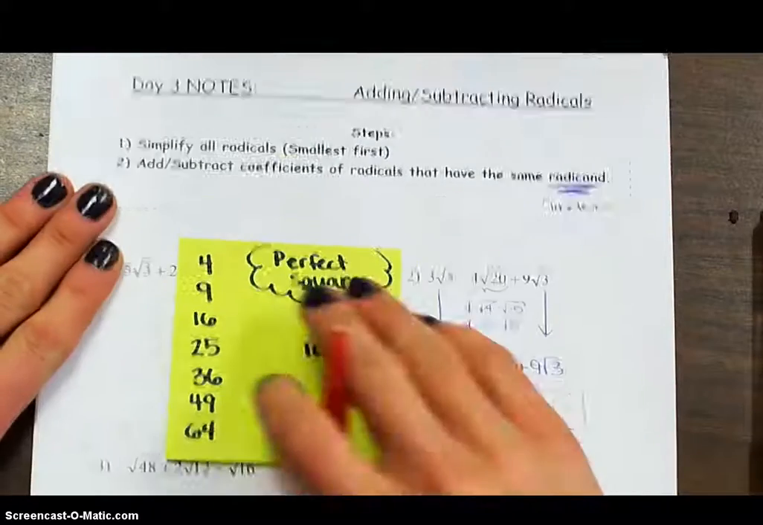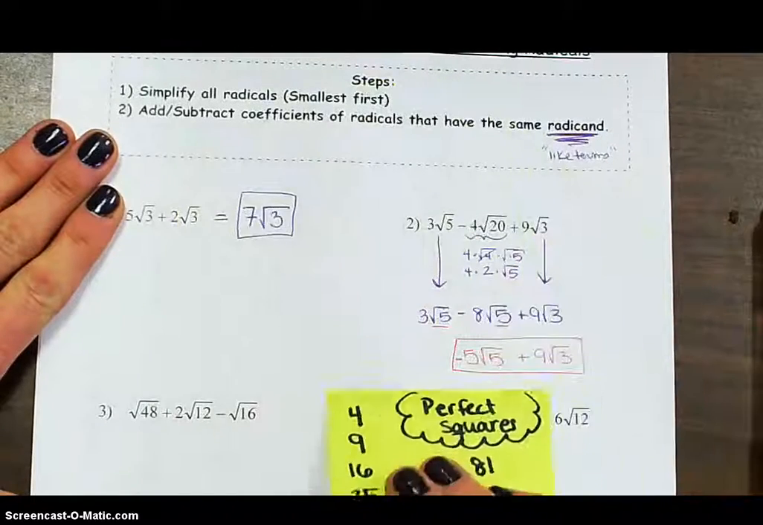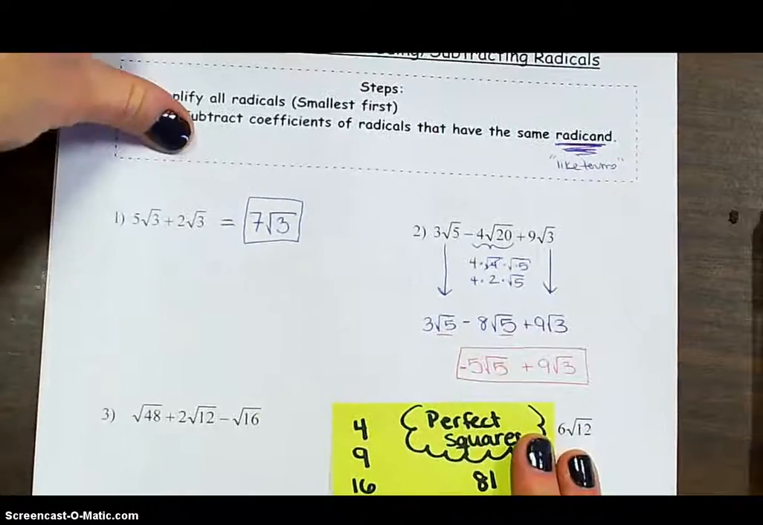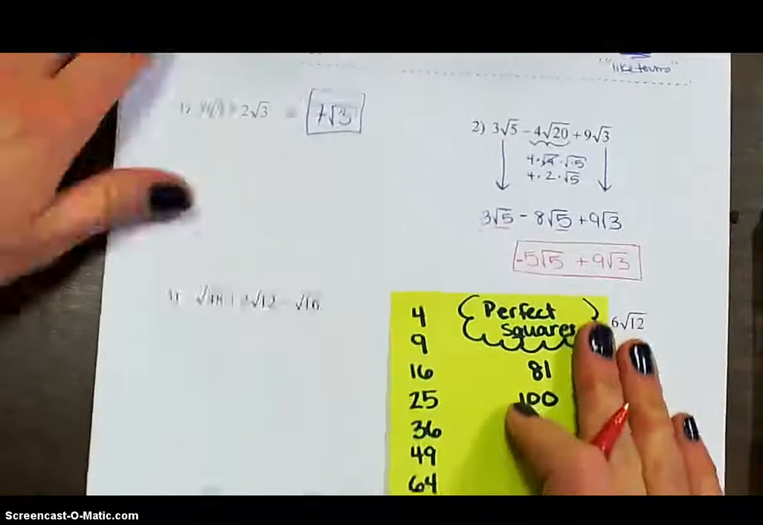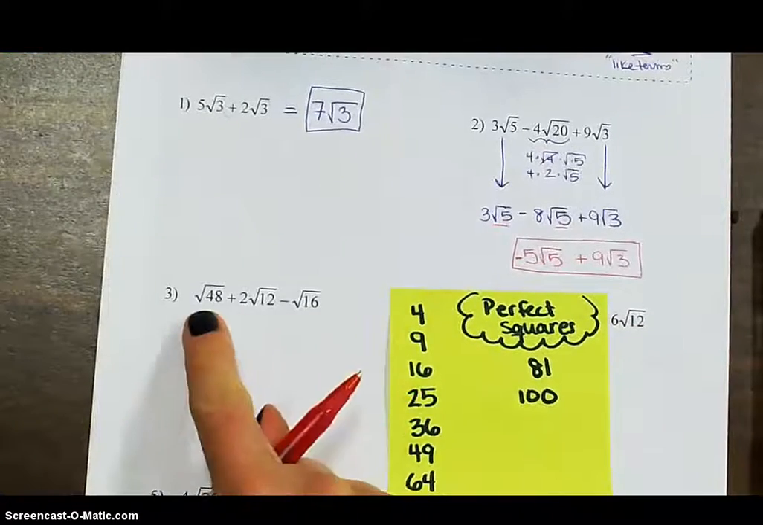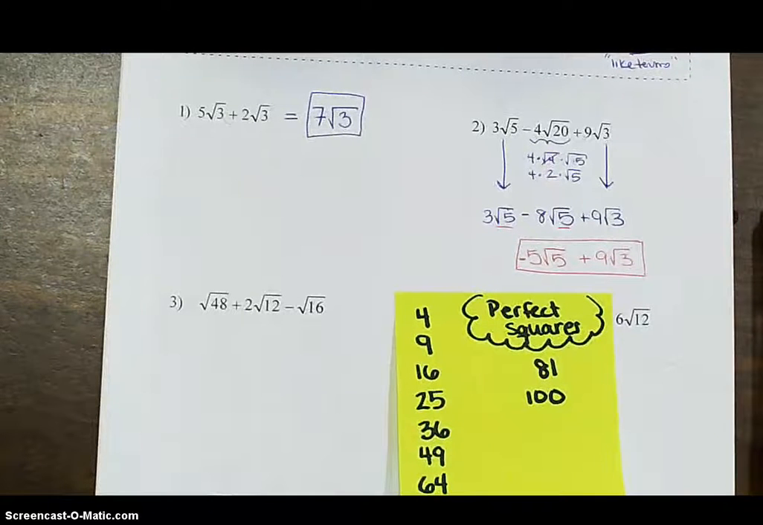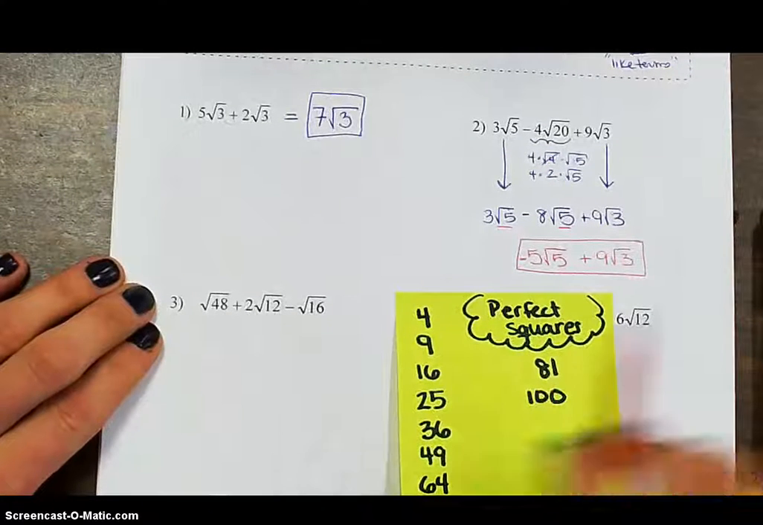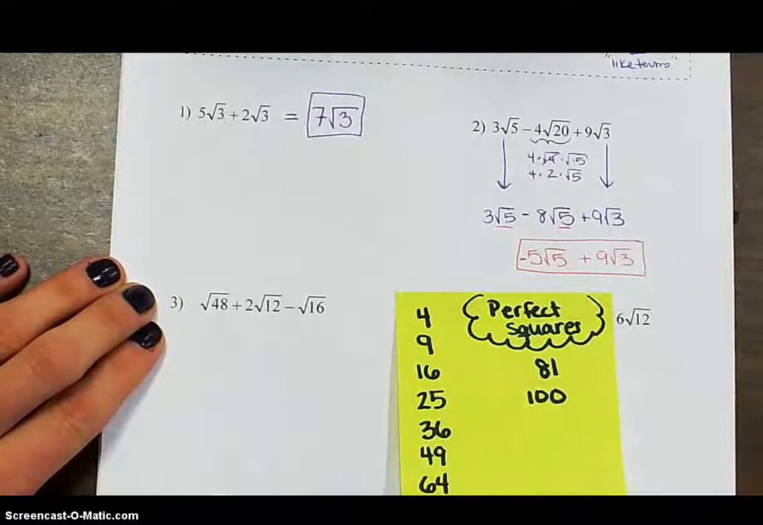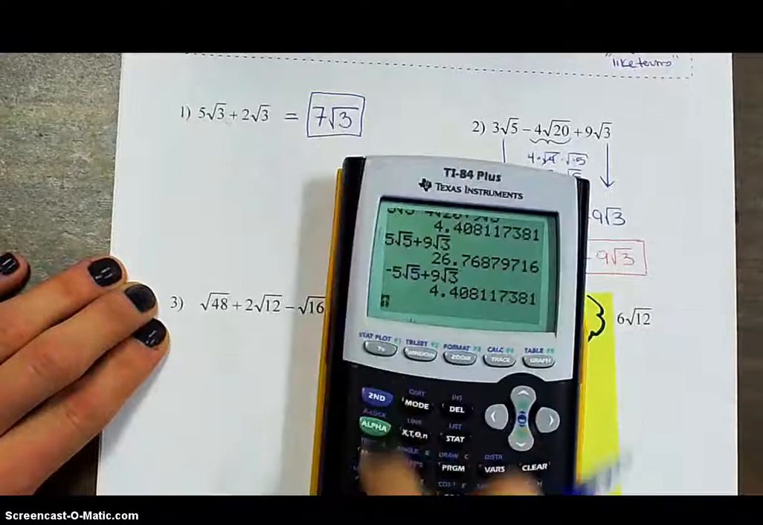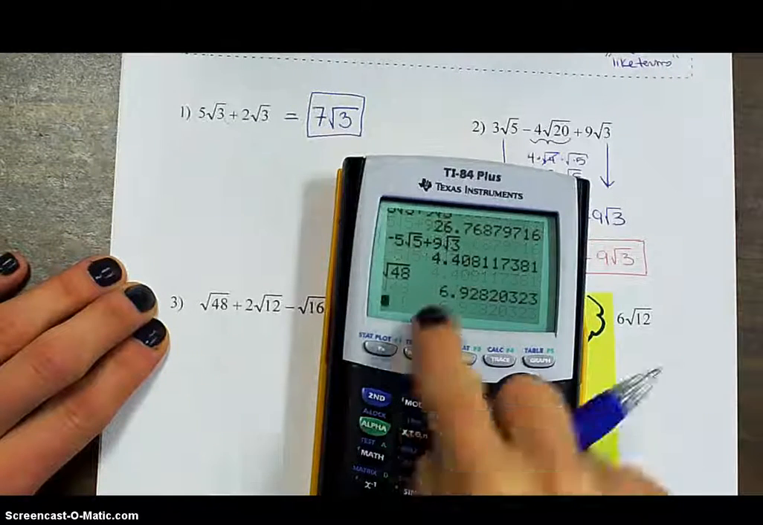All right, so let's go down now and try number 3. The way that it's written, nothing can be combined because all my radicals are different. So we have to simplify each of these radicals. Let's start with the first one, radical 48. First off, is radical 48 a perfect square? Nope.